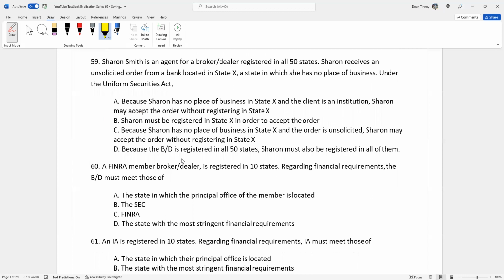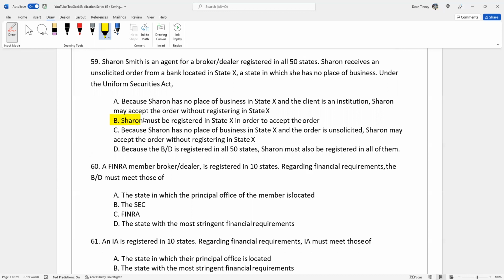59, Sharon Smith is an agent for a broker-dealer registered in all 50 states. Key point, broker-dealer again. Be careful when you're doing questions, broker-dealer. Sharon receives an unsolicited order from a bank located in state X, in which she has no place of business. Well, her having no place of business isn't about broker-dealers. That's about investment advisory firms. Under the Uniform Securities Act, Sharon must be registered in the state, right?